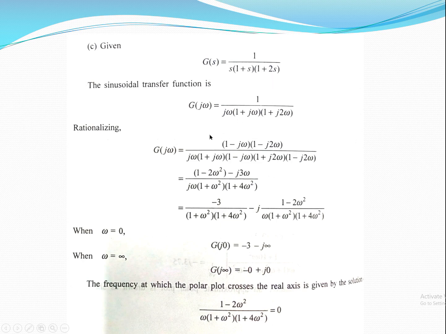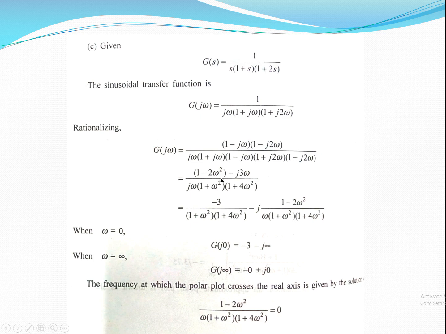Again, what do we have to do? First, we have to find the real part. We have to find the limits, omega equal to 0 and omega equal to infinity. Similarly, we have to rationalize the terms, so it will be 1 upon s into (1 plus s). We need 1 minus j omega, 1 plus j omega, 1 minus j omega and 1 minus j2 omega. So we will multiply and divide by both these terms, and we will get these two terms.